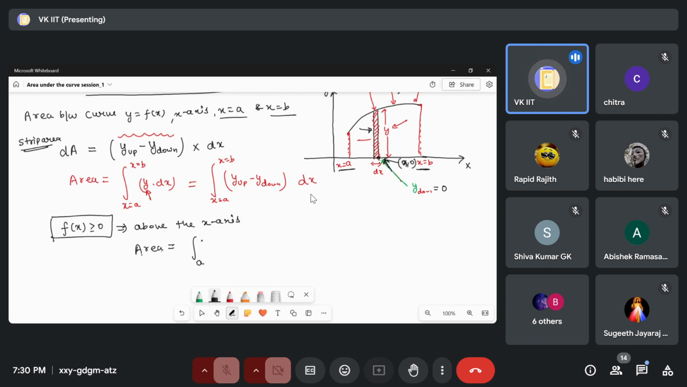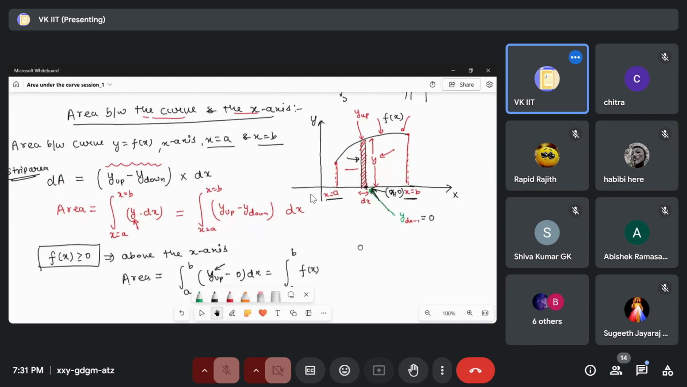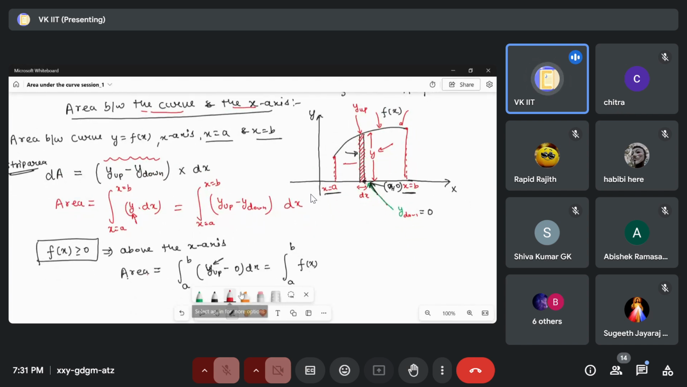So if the y coordinate is always 0, then the area will become, from a to b, y up minus y down, which is 0, into dx. And that will be simply nothing but the integral from a to b, where y up is basically nothing but f(x). You can see that we have already written that is f(x). Okay, is this clear or no? So the final area is the integral from a to b of f(x) dx.